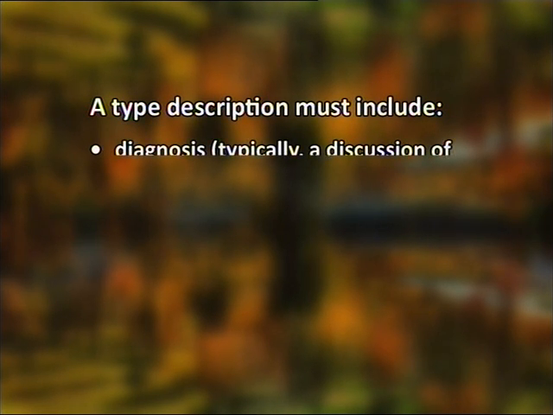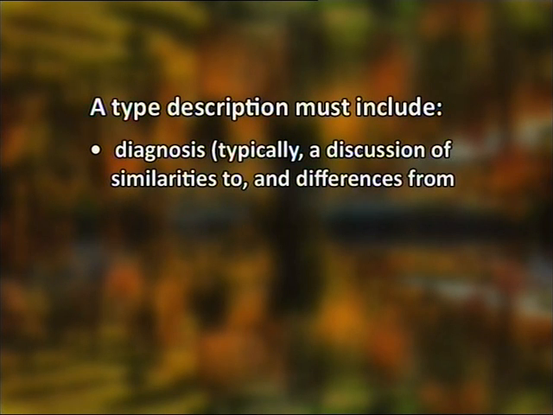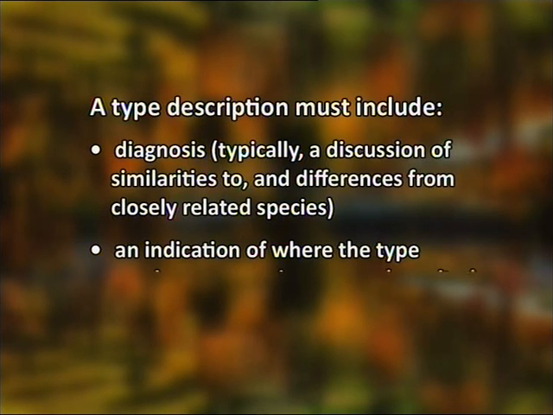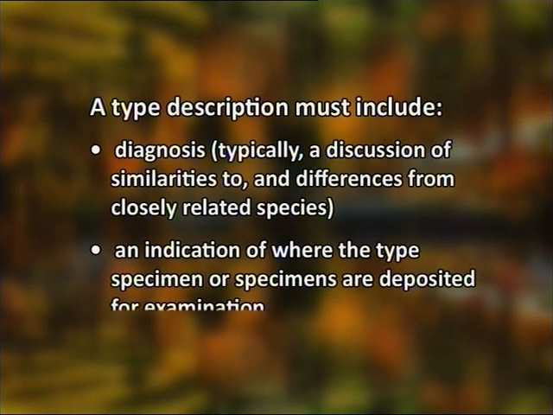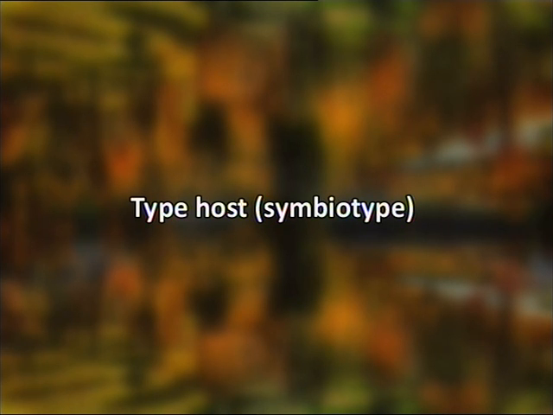A type's description must include a diagnosis, typically a discussion of similarities to and differences from closely related species, and an indication of where the type specimen or specimens are deposited for examination. The geographical location where a type specimen was originally found is known as its type locality. In the case of parasites, the term type host or symbiotype is used to indicate the host organism from which the type specimen was obtained.